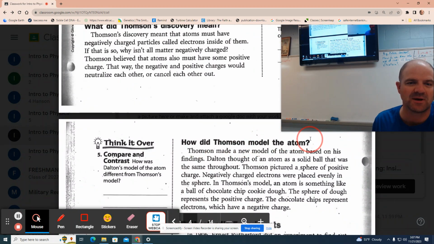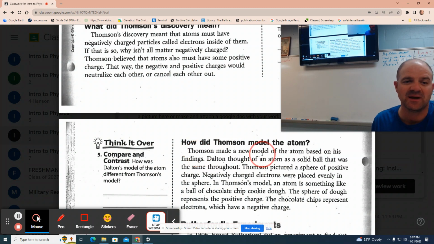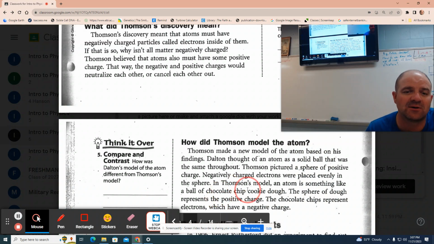How did Thomson model the atom? Thomson made a new model of the atom based on his findings. Dalton thought of an atom as a solid ball that was the same throughout. Thomson pictured a sphere of positive charge. Negatively charged electrons were placed evenly in the sphere. In Thomson's model, an atom is something like a ball of chocolate chip cookie dough. The sphere of dough represents the positive charge. The chocolate chips represent electrons, which have a negative charge.